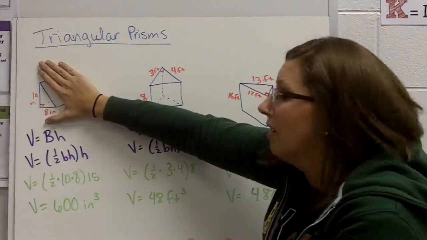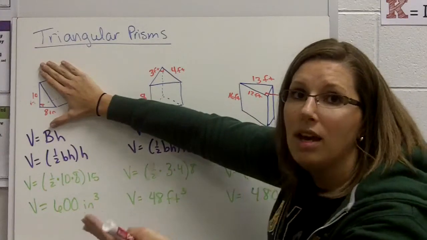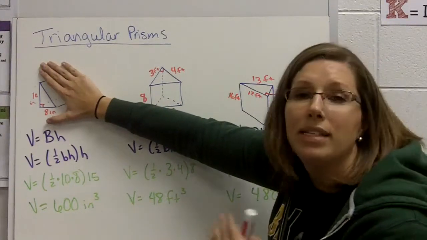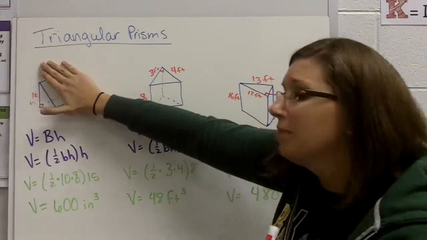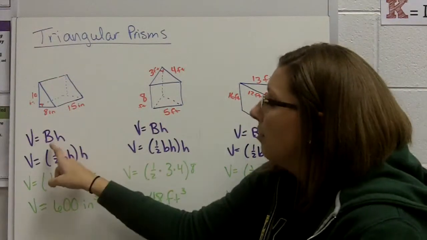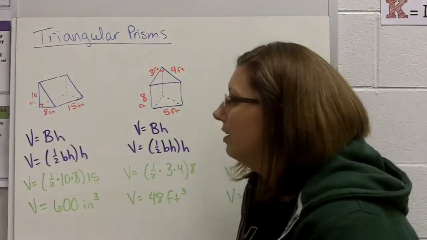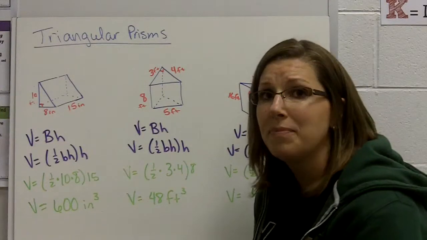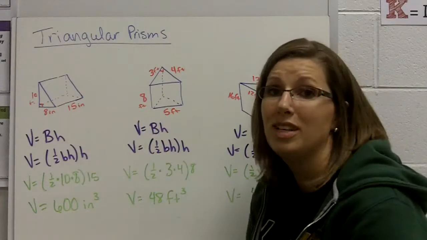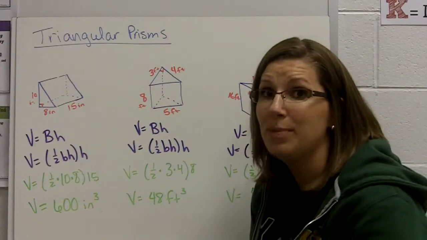The base is the triangle. So if I'm only concentrating my focus on that triangle, it makes it a lot easier to complete this problem. So again, I'm going to multiply the area of the base, in this case that triangle, times how tall it is.